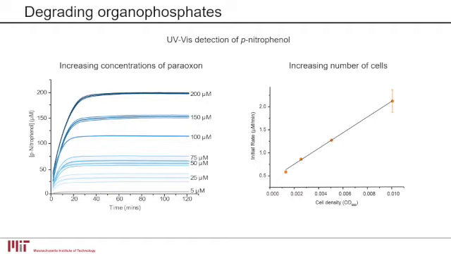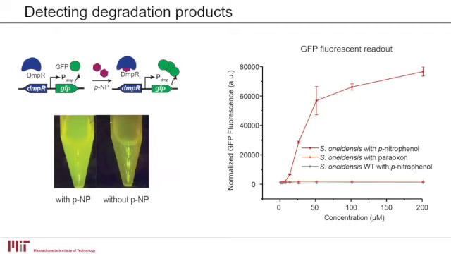Similarly, as we increase the number of cells, we can increase the initial rate of reaction, meaning we can tune this degradation for whatever application we want. So we can degrade it very well, and we can tune the degradation. But how do we detect it? So we developed this genetic circuit. So we have these cells called Shewanella, and I'll talk more about why we chose those specific ones later.